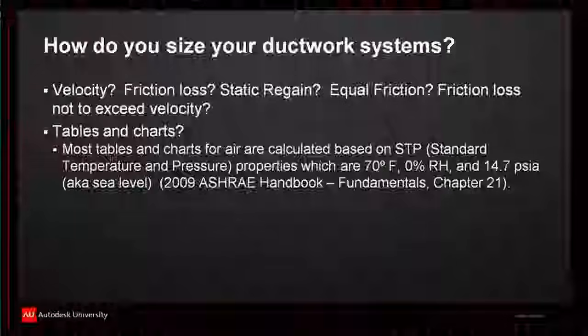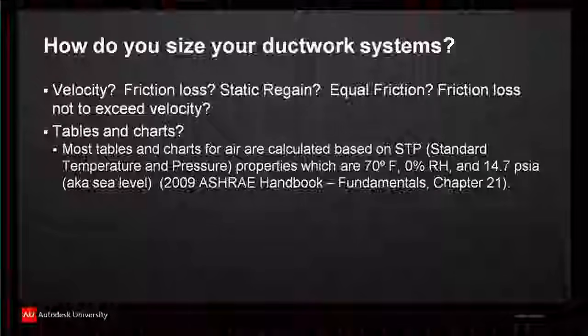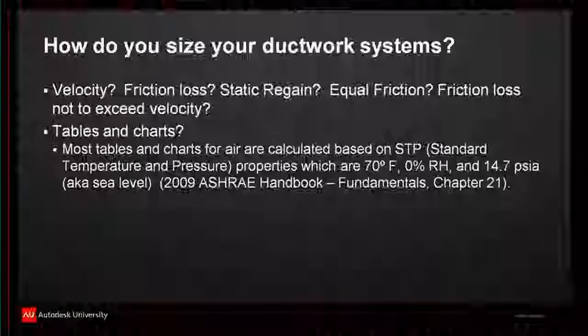You could go to tables and charts, right? You could look at tables and charts. What are those tables and charts based on? Well, if you open up ASHRAE 2009, Chapter 21, it's basically going to say that the tables and charts are based on standard temperature and standard pressure air. That means dry air: 70 degrees, 0% humidity, at 14.7 psia, which is also affectionately referred to as sea level, okay?